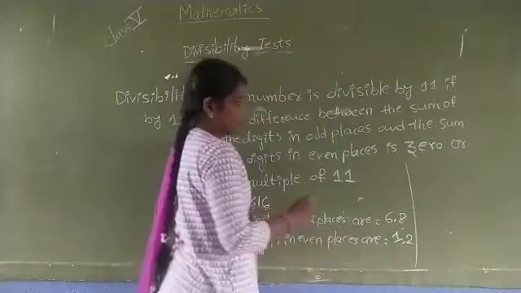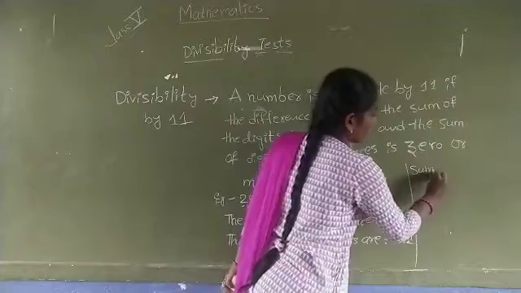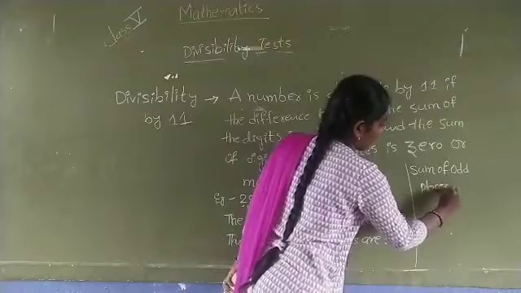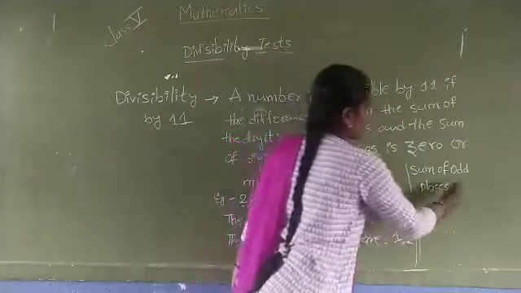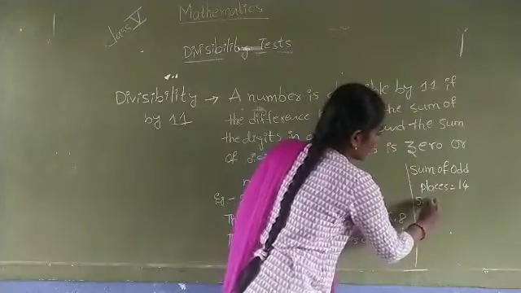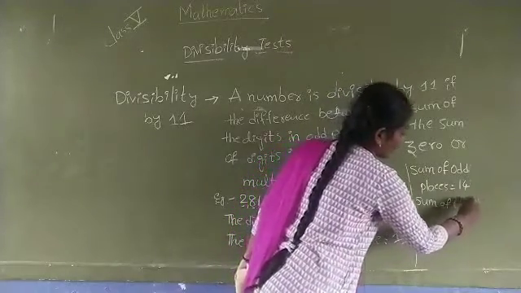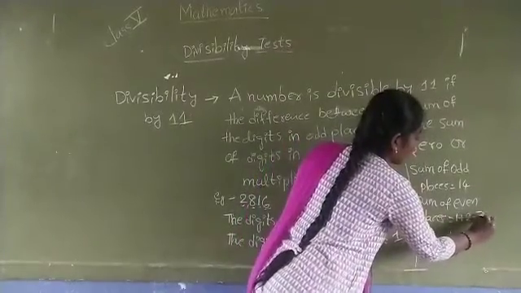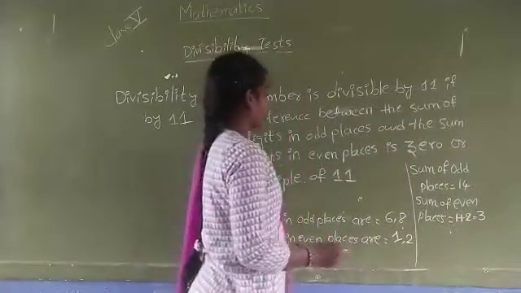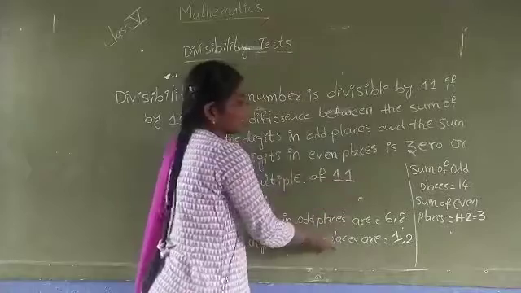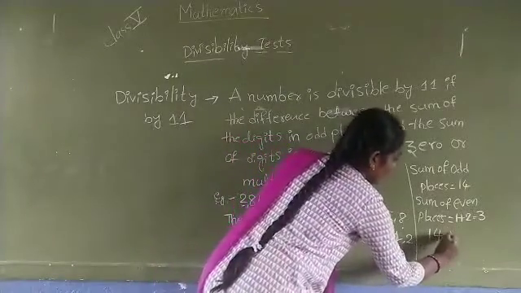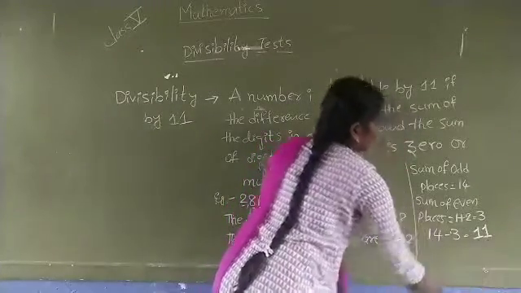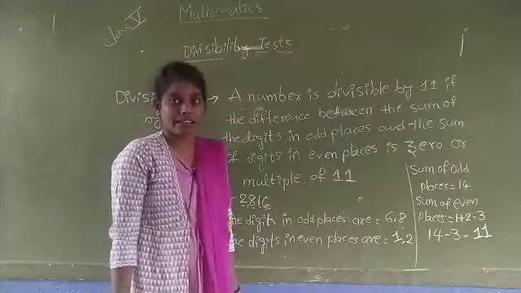Sum of the digits in odd places is 6 plus 8, 14. Sum of even places, 1 plus 2, 3. Here the difference between those sums, 14 minus 3, equals 11, which is the multiple of 11, that is 11 ones are 11.